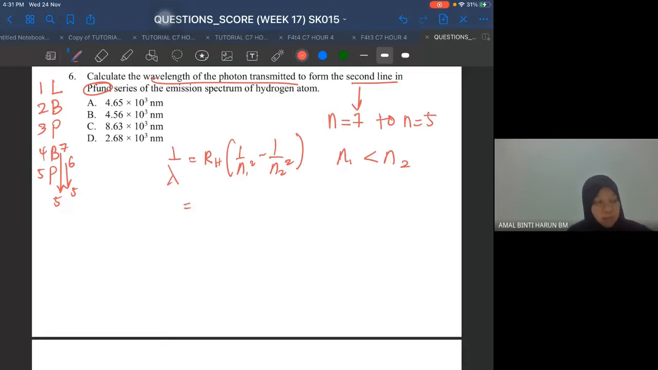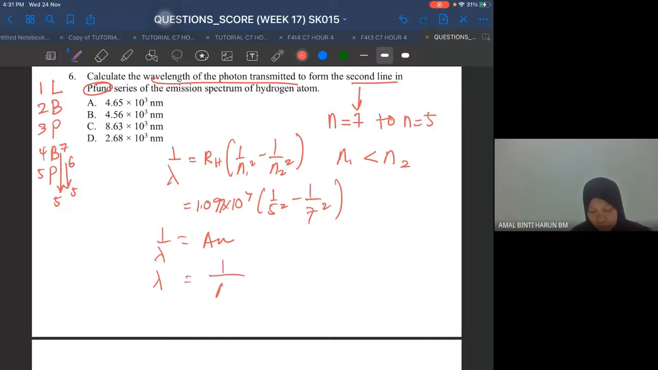So since we want to find the wavelength, we use the formula with the Rydberg constant, 1.097 exponent 7, times 1 over 5 square minus 1 over 7 squared. Press the calculator, you get 1 over lambda as the answer. So lambda is 1 over the answer. Press the calculator, you get 4.65 exponent negative 3. Very direct.